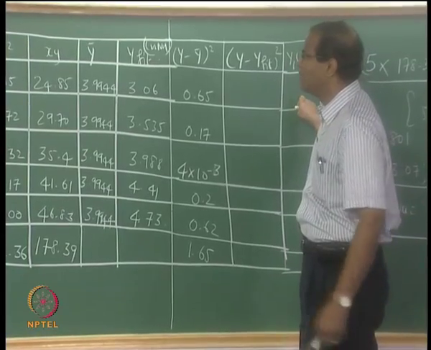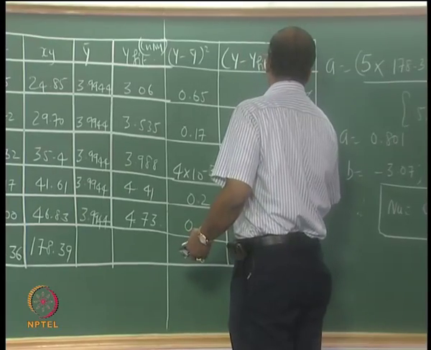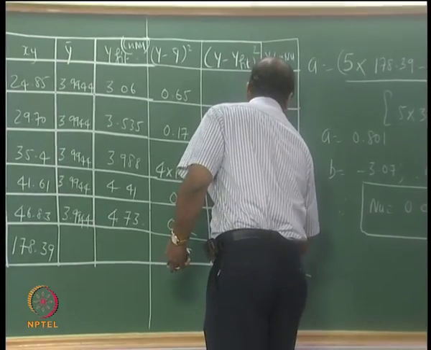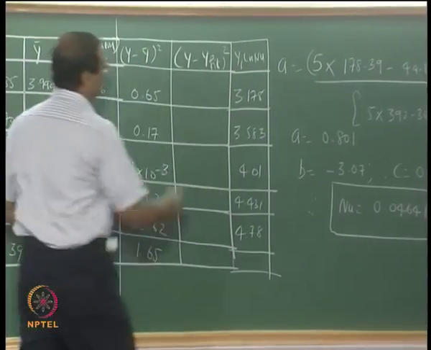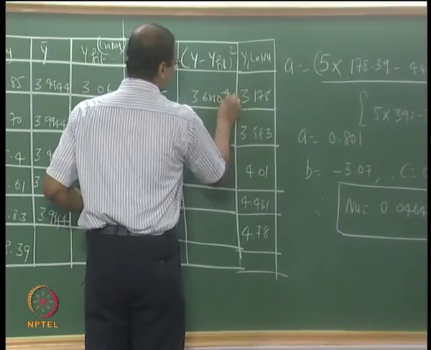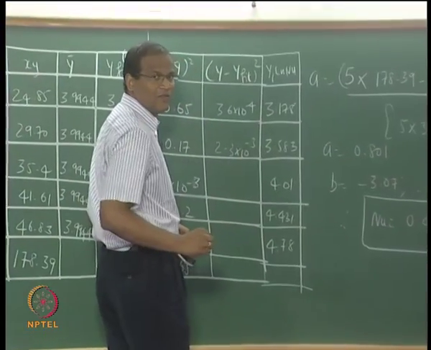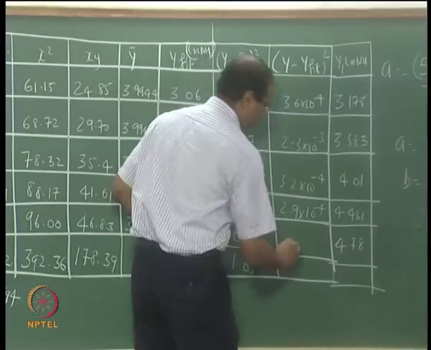Ln 24. We already have, no? Yeah, this is just to help you. 3.6 10 power minus 4. 2.3 10 power minus 3. 3.2 10 power minus 4. 2.9 10 power minus 4. 1.7 10 power minus 3.